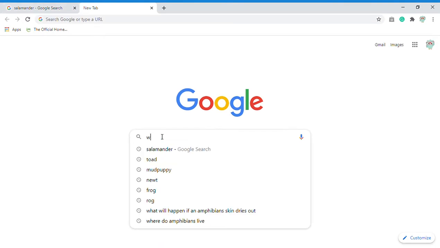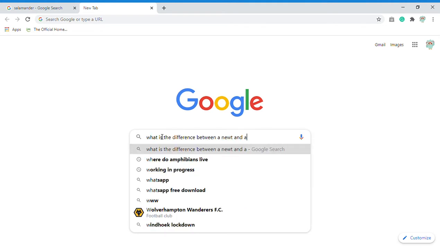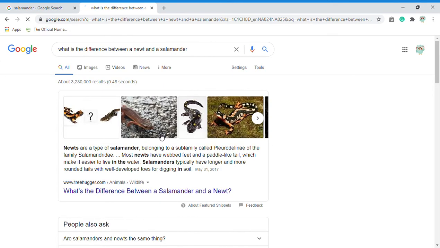What is the difference between a newt and a salamander? Newts are a type of salamander. Okay, so most newts have webbed feet and a paddle-like tail, which make it easier to live in water. So it seems newts are more prone to live in the water than salamanders. Salamanders typically have longer and more rounded tails with well-developed toes for digging in soil. Okay, that's cool. So that's the difference between a newt and a salamander. Do you remember we looked at the tail of the newt and we said, okay, it kind of looks like a tadpole's tail?